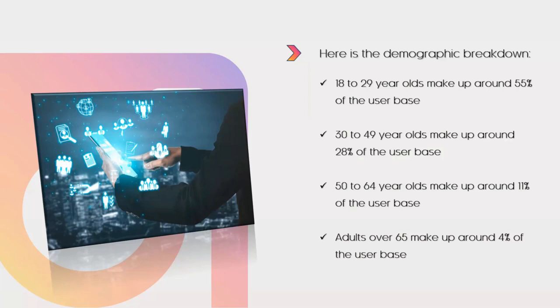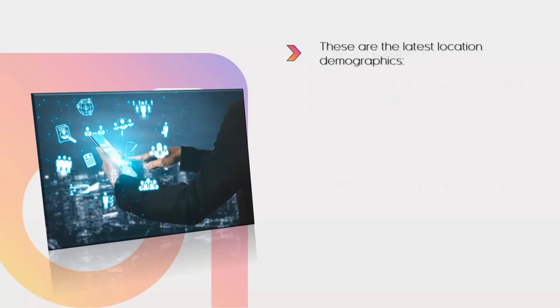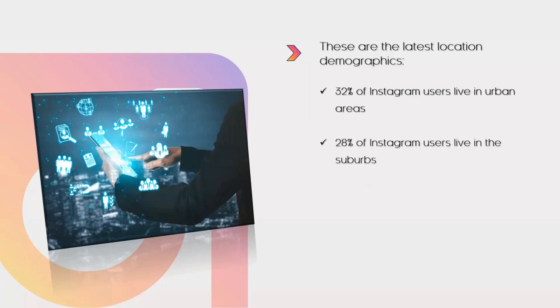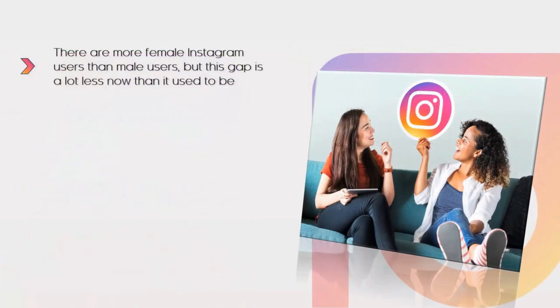Another interesting thing is where Instagram users live. These are the latest location demographics. 32% of Instagram users live in urban areas. 28% of Instagram users live in the suburbs. 18% of Instagram users live in the country. There are more female Instagram users than male users, but this gap is a lot less now than it used to be.